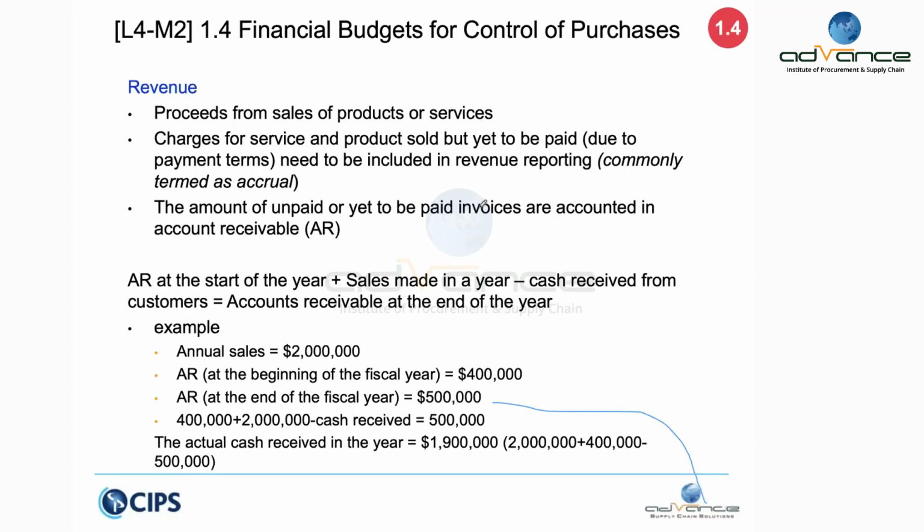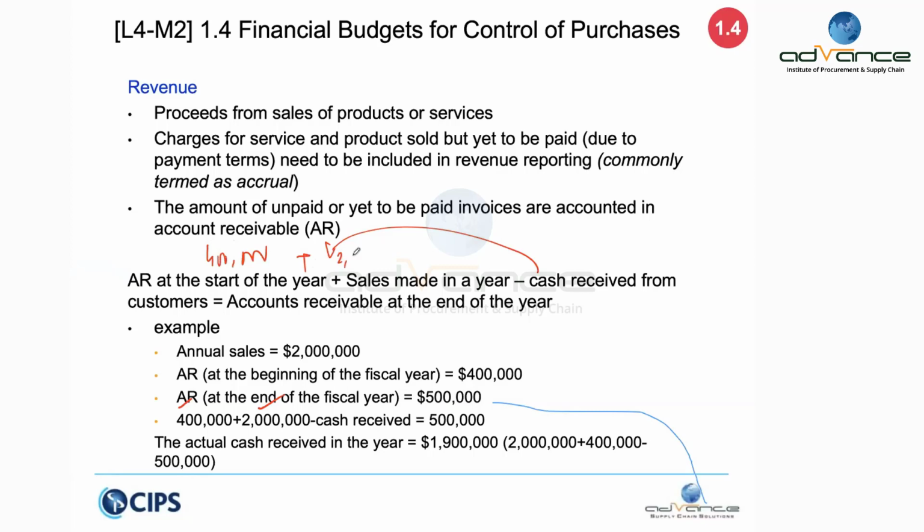How much cash you received, remember, you want to calculate cash, right? So when you want to calculate the cash, it's sales, you bring this here. So sales plus account receivable at the start of the year minus cash received is the account receivable at the end of the year. We are just putting the numbers in the formula here.